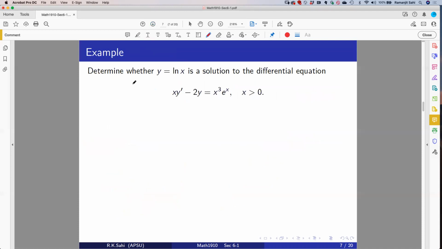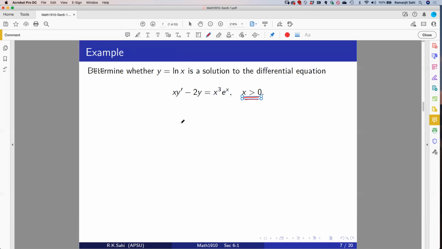It says determine whether y equals natural log of x is a solution to the differential equation given by xy prime minus 2y equals x to the power 3 e to the power x, and our x is positive. Now remember, for a natural log function, x always has to be strictly greater than 0. You cannot have x to be 0. So that's why this x greater than 0 is needed over here.